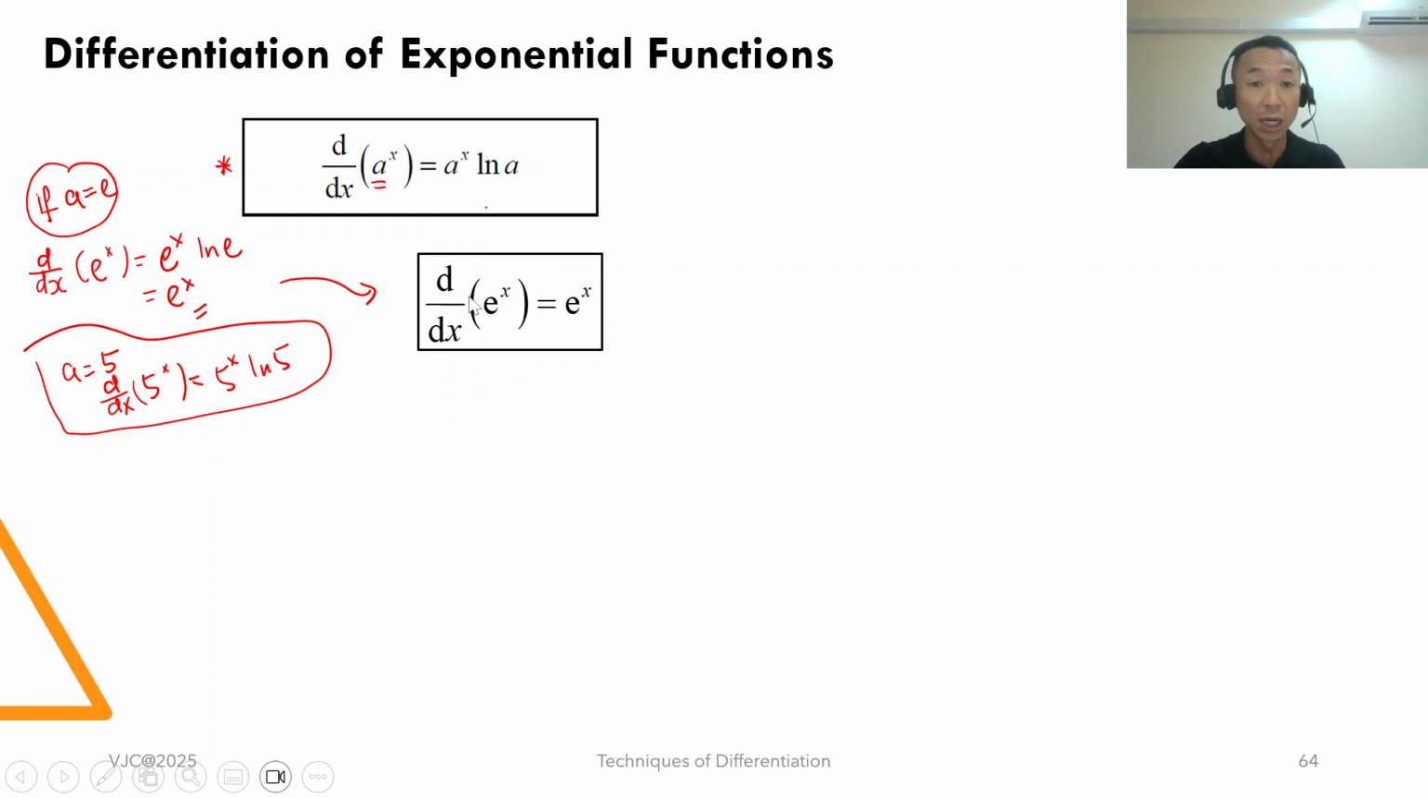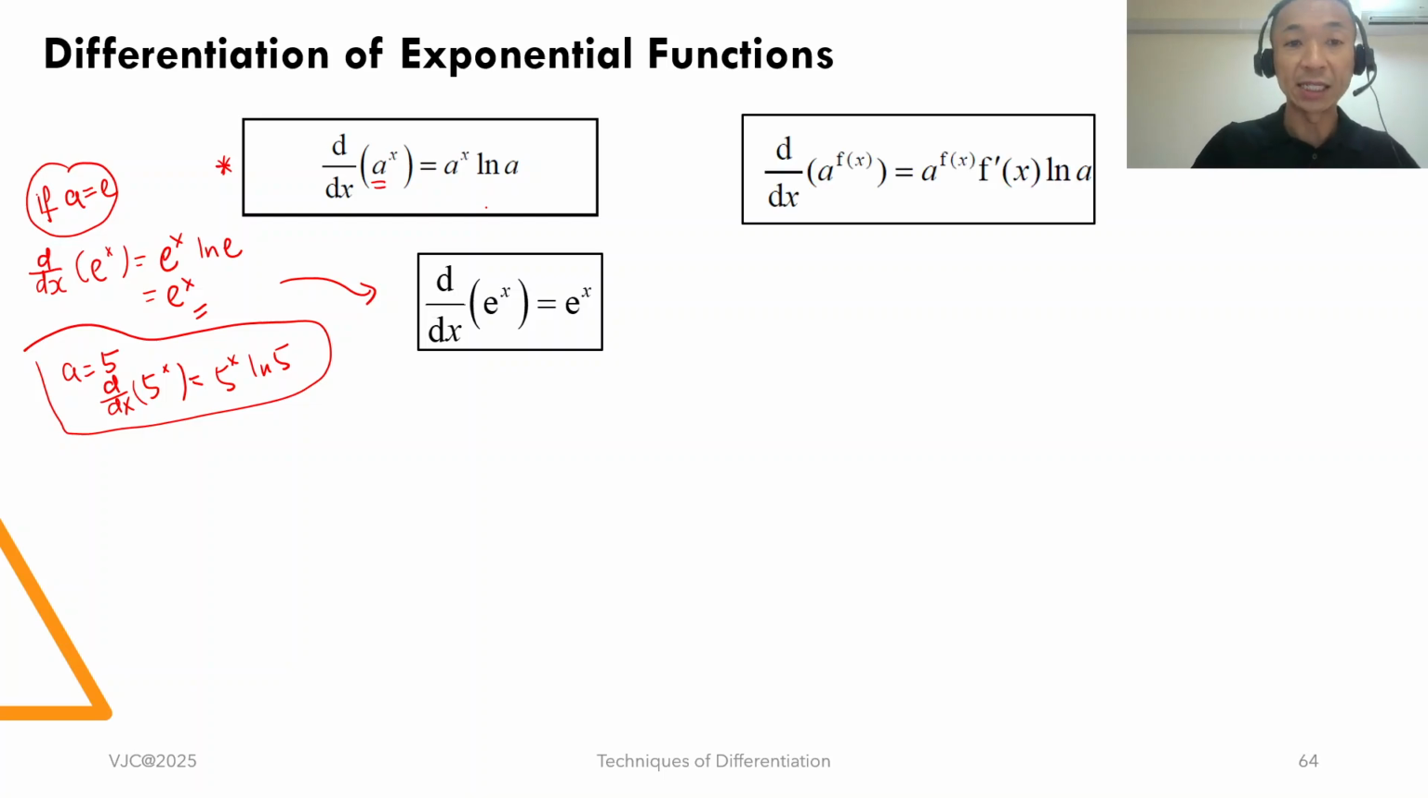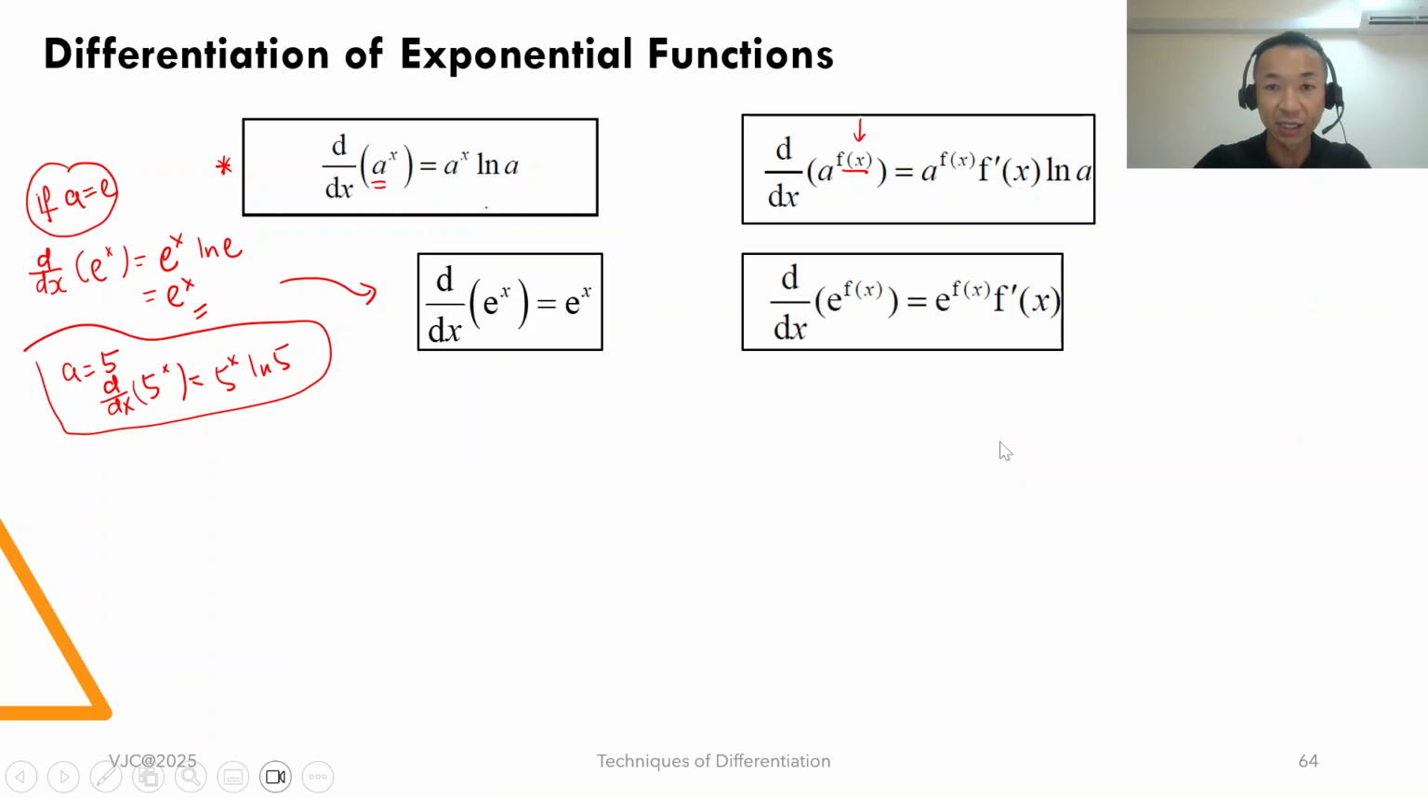Now there is of course a chain rule version. Chain rule version means it is a to the power of f(x). Instead of x, it is f(x). The chain rule version says that you have to differentiate the inside, which is to differentiate f(x), you get f'(x). The equivalent chain rule version of e^x, of course, is this.